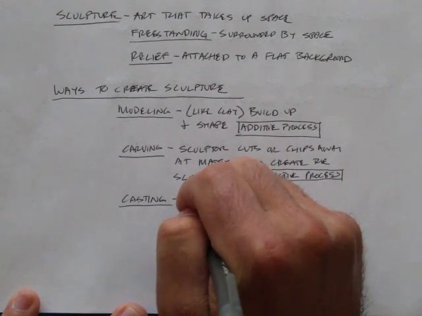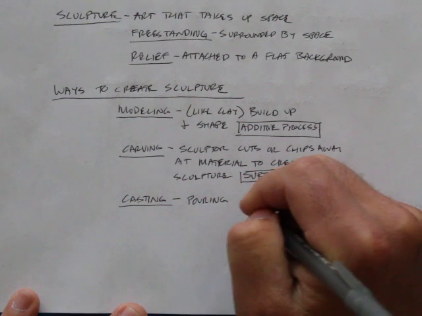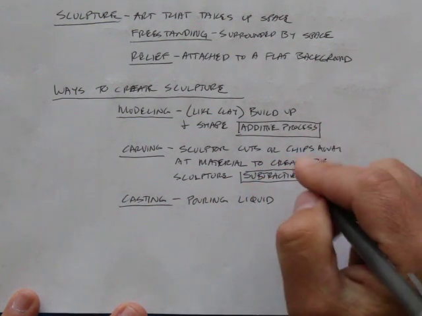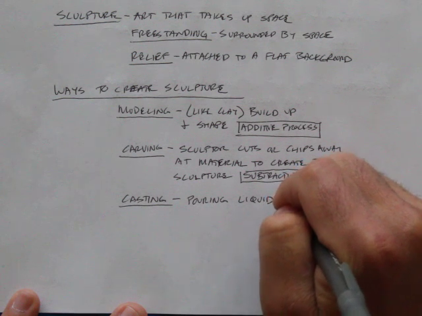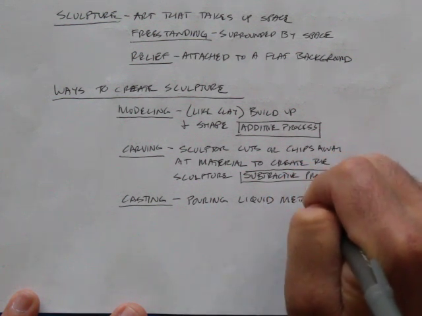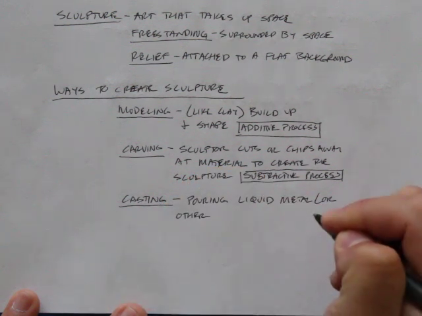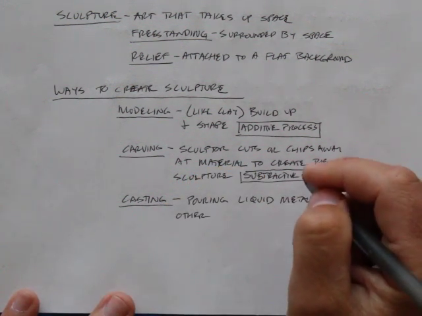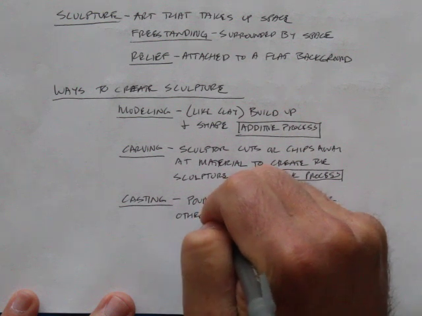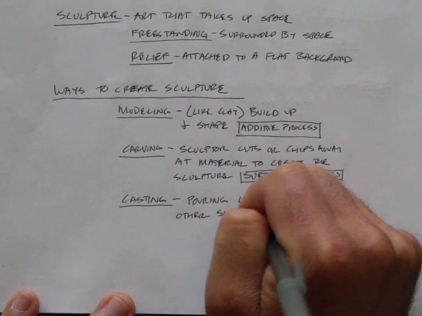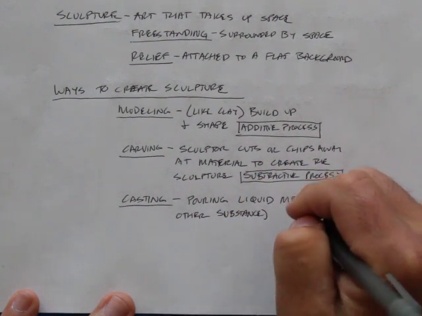So this is pouring liquid metal or other material. A lot of times with art it'll be metal, but it can be lots of other substances. It could be lots of different things like clay, porcelain, into a mold to harden.